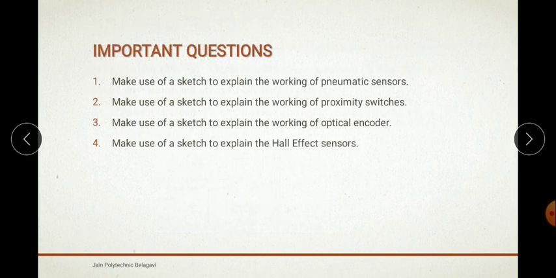Next one, the last one is the important questions. Basically there are 4 important questions which are asked in the examinations.